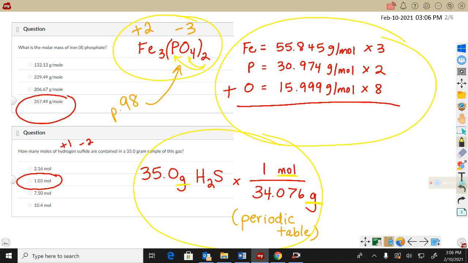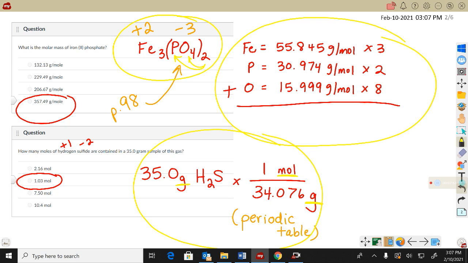Seems about right, because sulfur is like 32-ish, and each hydrogen is about 1. Like about 34. Then when the number's on the top, I would multiply, but here when the number's on the bottom, we divide. And now this answer seems reasonable. 35 grams is my sample size. Every 1 mole is 34 grams. So I should have a little bit more than a mole.